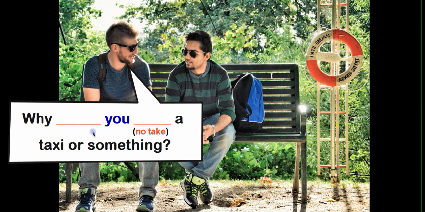Why didn't you take a taxi or something? This is the negative form of the question in the past tense. We use the negative auxiliary in the past and the base form of the verb. Repeat. Why didn't you take a taxi or something?